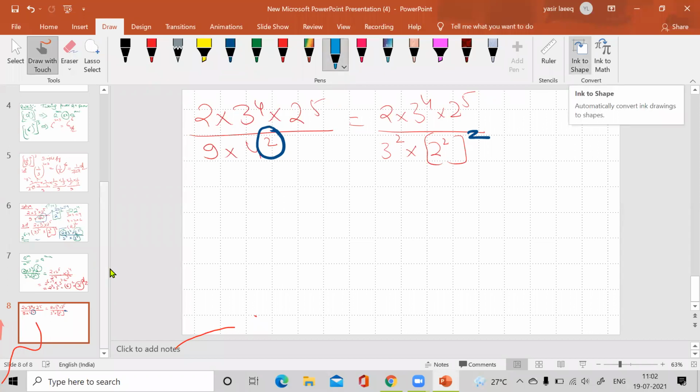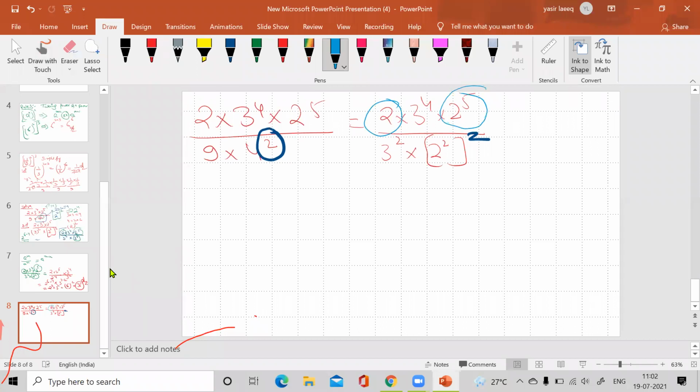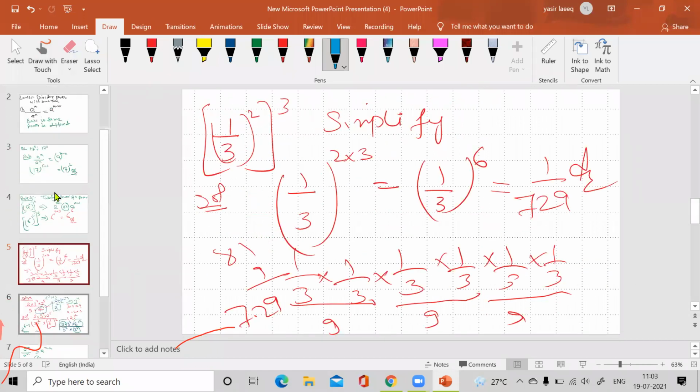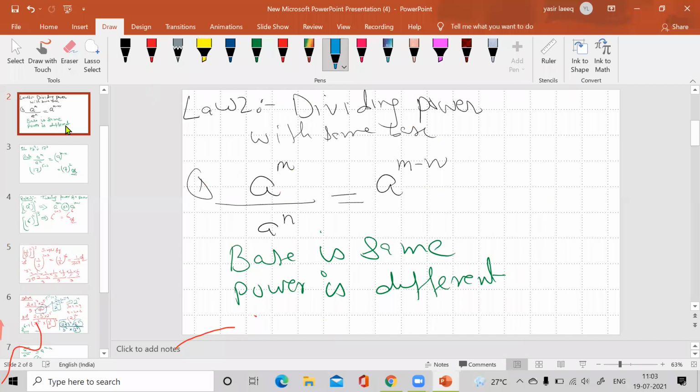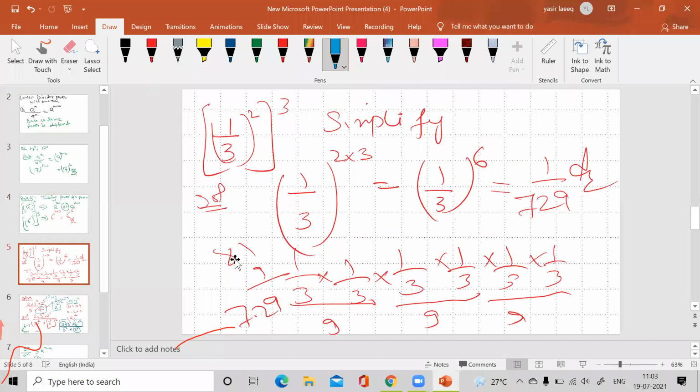Then apply the rule. See here, the base is same, the power is different. So when bases are same and powers are different, just add. So it will be 2 to the power 1 plus 5, and here you take 3, this and this. Bases are same, powers are different, so you will write 3 to the power 4 minus 2, as per rule number 2, subtract the powers.